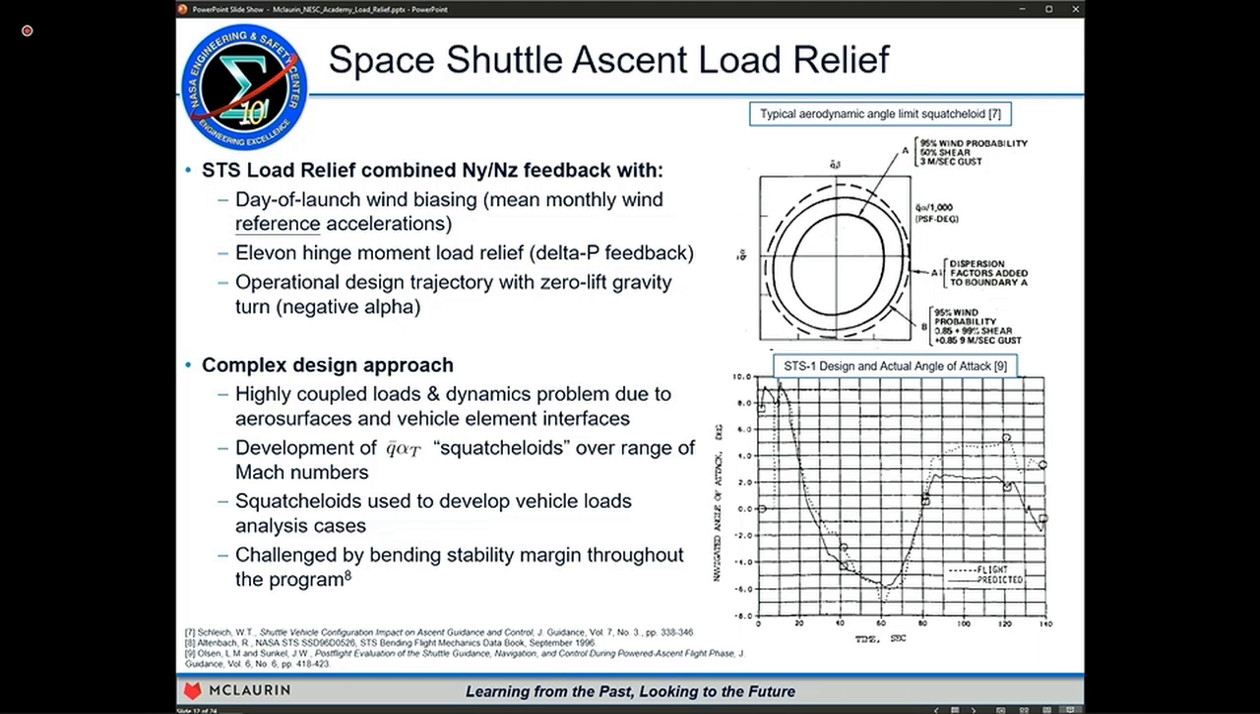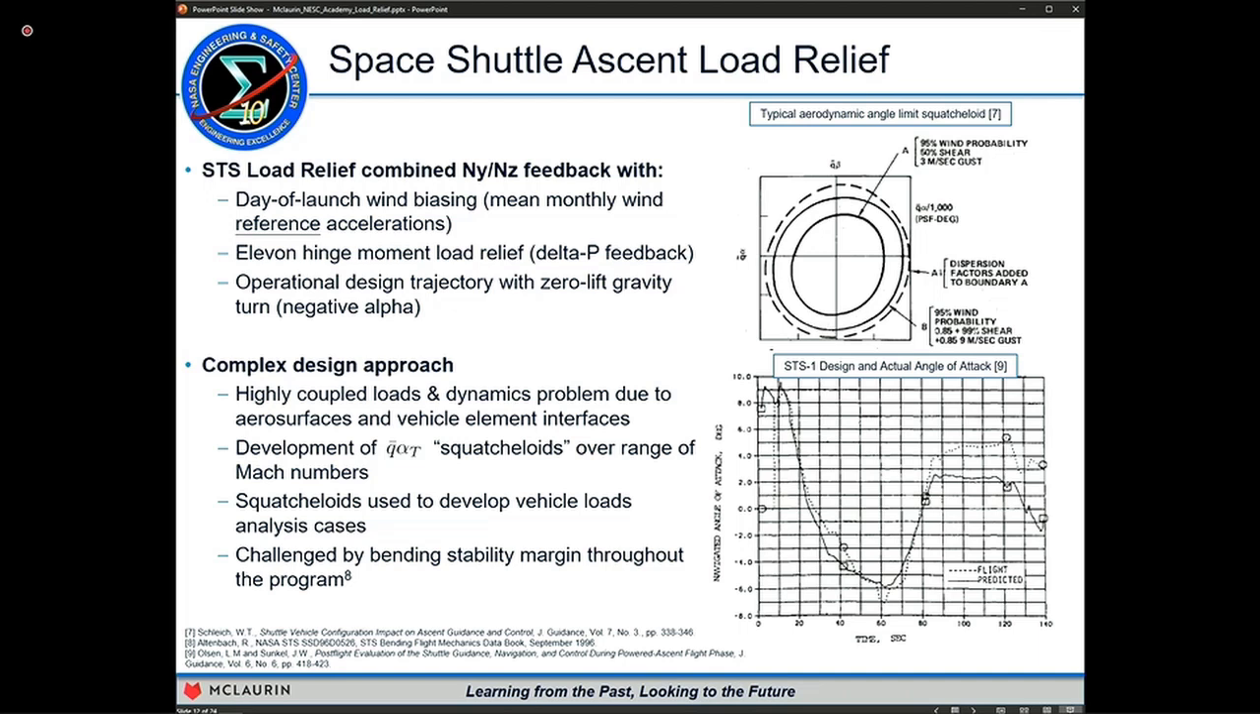Of course, as is true with all load relief algorithms, Shuttle was challenged, even being a relatively stiff vehicle compared to some of these very large, long, slender launch vehicles. It was challenged by issues with bending stability margins, and there were changes to how the bending modes were modeled late in the program, which then violated requirements against which the load relief law was assessed. And so these are recurring themes that we see in all launch vehicle flight control design problems.